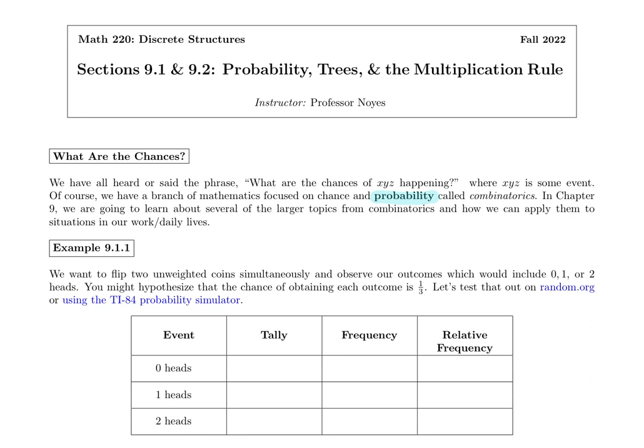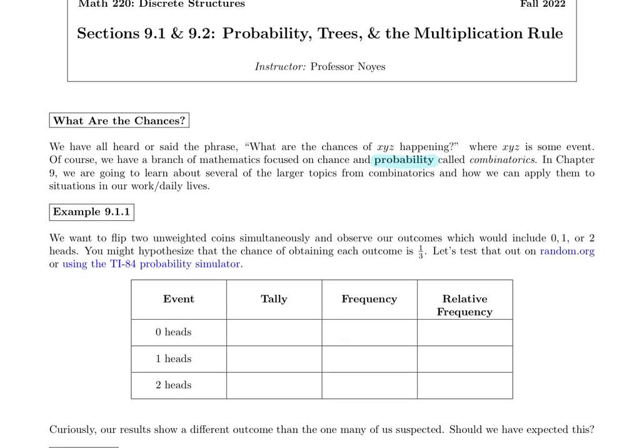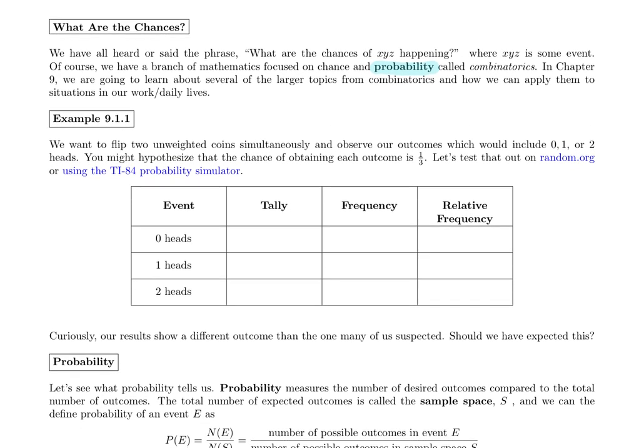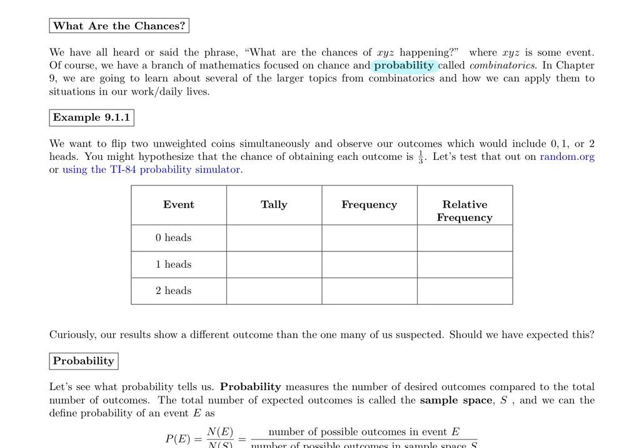In this chapter, we're going to be learning about several of the larger topics from combinatorics and how we can apply them to situations in our everyday lives. I asked you to watch a video on using the coin flipper in your calculator, or you could use random.org. Either way, we're going to use the results here to look at our first foray into probability.